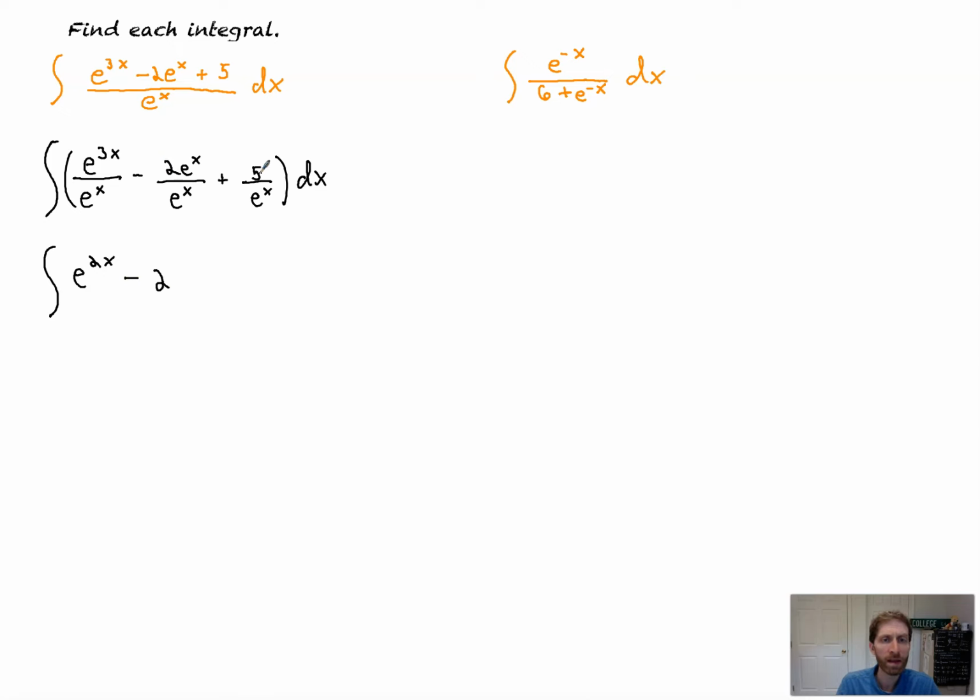The reason why I write it like that is because that is easier to antidifferentiate than this. You wouldn't want to take this and say, oh, it's the log of e to the x. It's not. It's not 1 over x. It's 1 over e to the x. Very, very different.